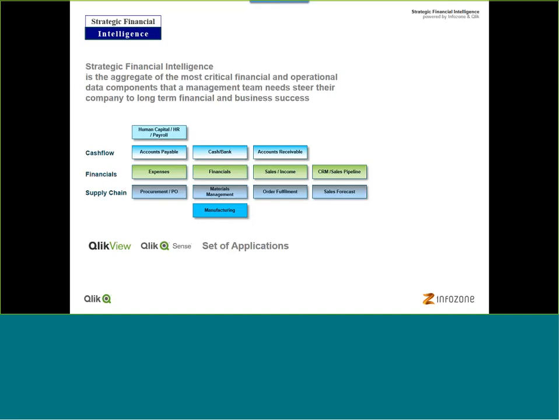And what you'll see, there are really 3 streams with 2 pieces on the edges. The first one is cash flow, that looks at accounts payable, your cash, or what is in the bank, and accounts receivable. That links up with human capital, your HR and payroll. And then in the center, you'll have things like expense analysis, true financial analysis, sales and income, and then CRM and pipeline. And then the supply chain applications are procurement, materials management, order fulfillment, and sales forecast. And at the bottom, you'll find manufacturing.